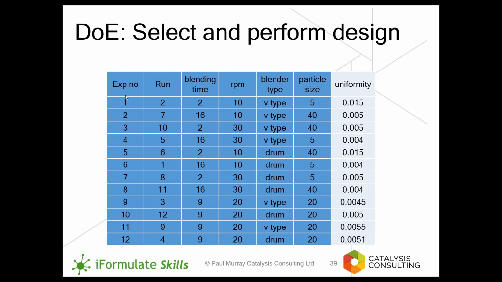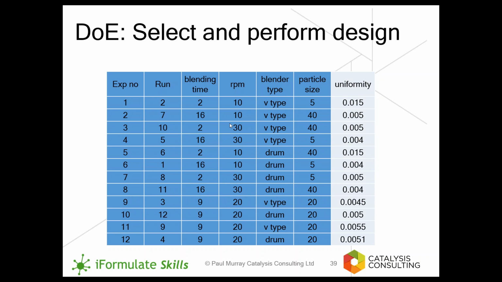So we have three factors here. We have 12 experiments. For the 12 experiments, we have a different run order to the experiment order. And this is to ensure that we don't have uncontrolled factors that are changing, like moisture content affecting the performance of material. So we have the blending time at a low value and high value, as well as the mid value. We have the RPM at a low and high value, as well as the mid value. We have two different blenders, the V type and the drum type, and we look at both as the midpoint. And we have particle size at low value and high value.